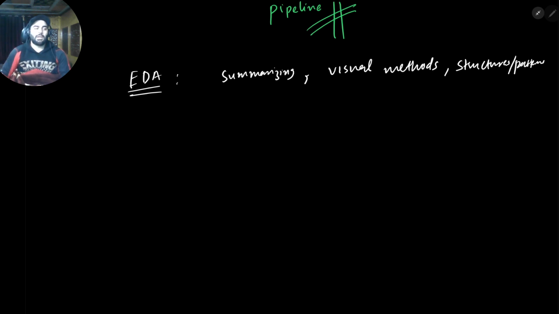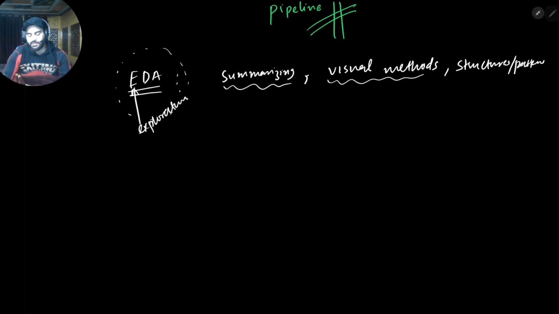If you want to do that and you want to find some relations, in order to build a model, you must know things about the data. That's what is called exploratory data analysis. So we explore the data here. We analyze the data and explore it. That's what exploratory data analysis is. So exploration is done so as to summarize the data, use visual methods to understand the data better, and then find the structures and patterns in the data.